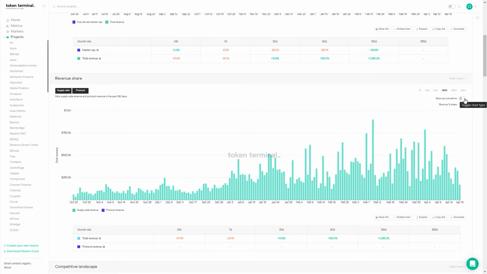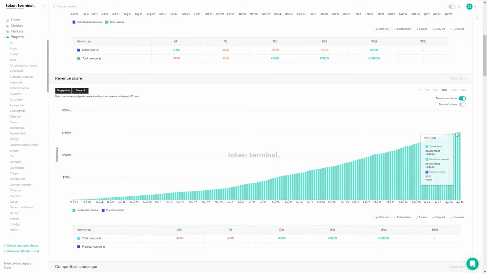Yeah. So the 0.3% fee on all swaps goes to liquidity providers, which we can see here as supply side revenue. And then in the near future, we'll also be adding transaction fees here, which you will be able to see as protocol revenue. Correct.